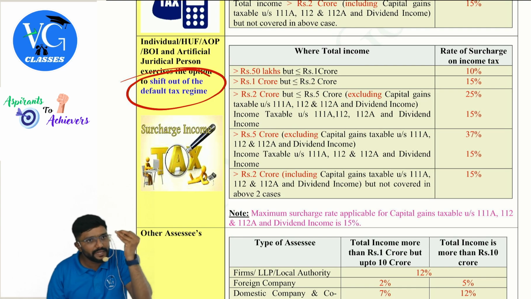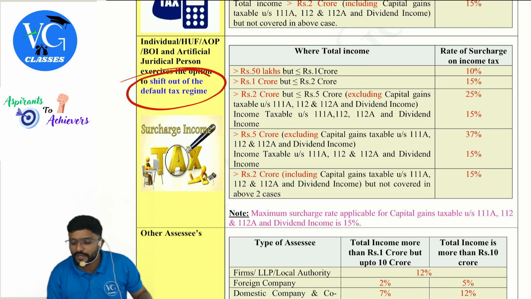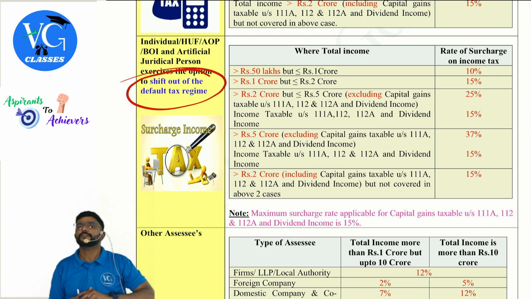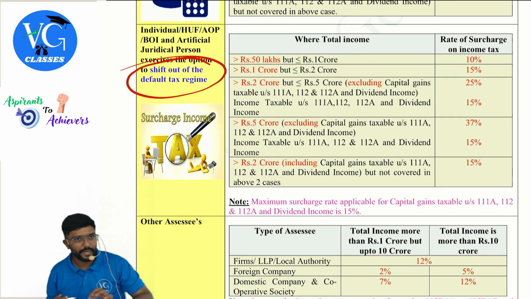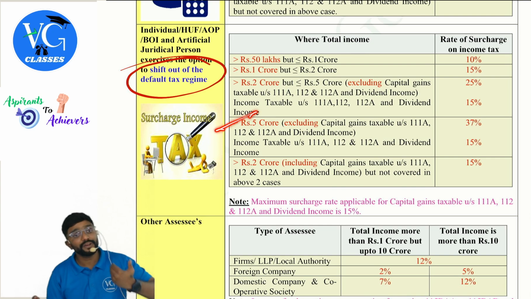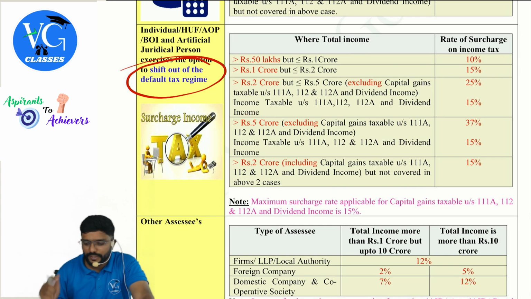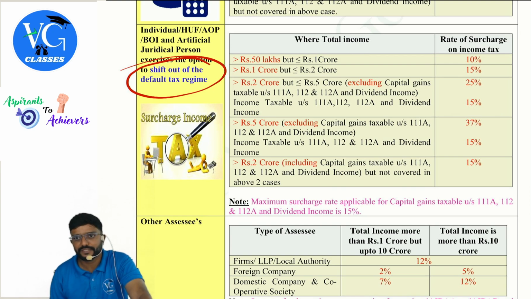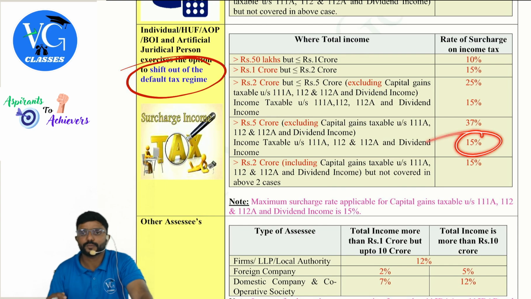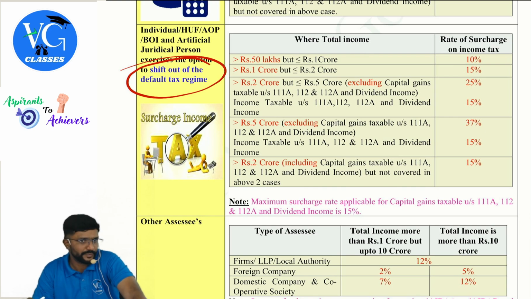Next, more than 2 crore, but up to 5 crore, excluding capital gain, special income and dividend income. The surcharge rate on that is 25%. Whereas on capital gains income and dividend income, whatever tax you would have calculated, the surcharge rate is 15%. Okay. Sir, what if it is more than 5 crore excluding the special incomes? Then on that income, whatever tax you have calculated, the surcharge is 37%. Whereas on special incomes, whatever tax you have calculated, the surcharge rate would be 15%.